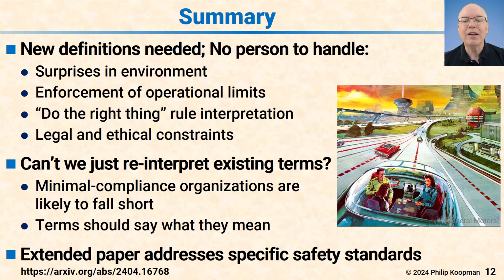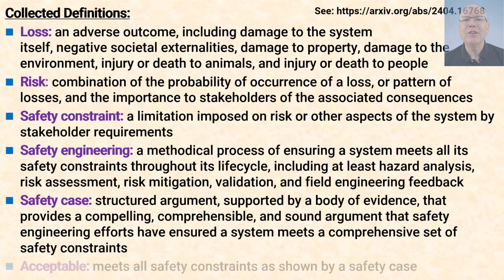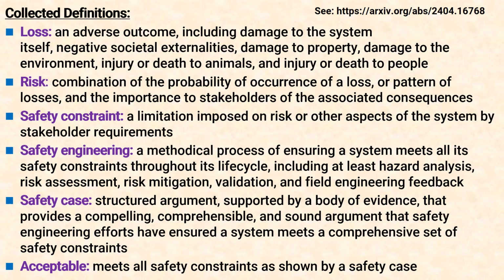There's an extended paper that addresses not only this terminology, but also provides numerous examples of the types of robotaxi issues we've seen that motivate this terminology change, and also compares it to the existing terminology in quite a number of standards. To wrap up, here's a list of all the definitions I've gone through all in one slide. You can see these terms in this paper. The proposal is to update a core set of definitions for safety that includes loss, risk, safety constraint, safety engineering, safety case, and acceptable. And once you do that, all the other terminology and all the other pieces should line up.